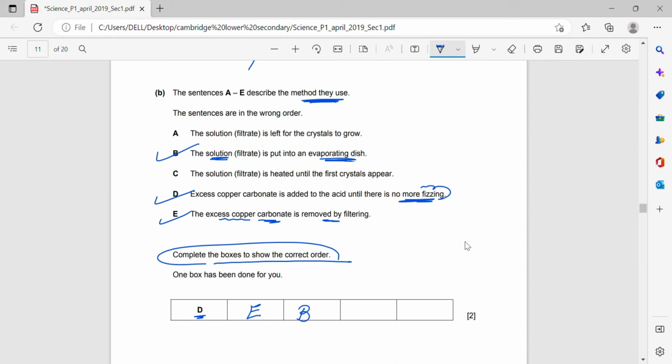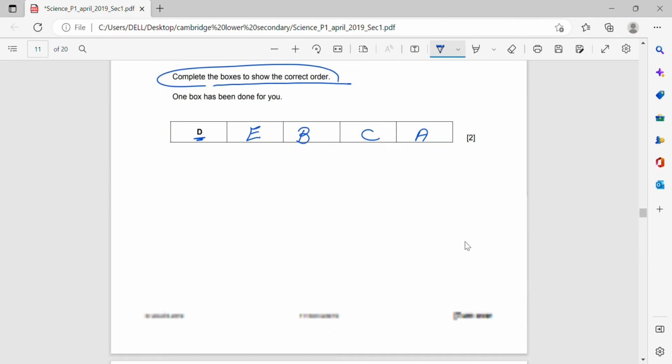Then the solution is heated. So it is put in an evaporating dish and heated until the first crystals appear. That is C. The last one, the solution is left for the crystals to grow. So this is the last step, which is A. So this is the correct order.